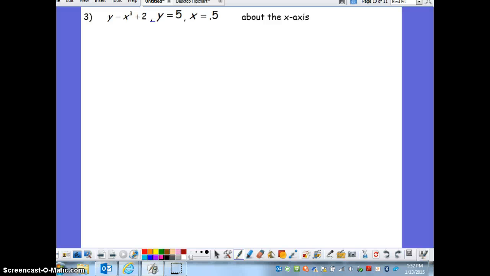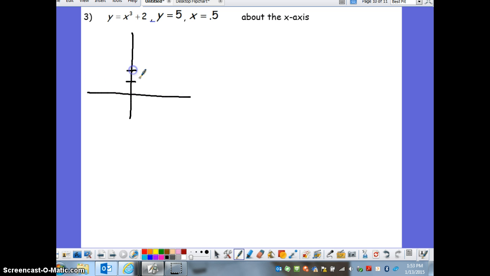This is Unit 8, review number 2, questions number 3 and 4. So number 3, we're given y is equal to x to the third plus 2, y equals 5, and x equals 0.5. Make sure you're careful and see that 0.5 in there. So when I do this, I'm going to first graph my x to the third plus 2, so that's just an x to the third graph moved up 2.